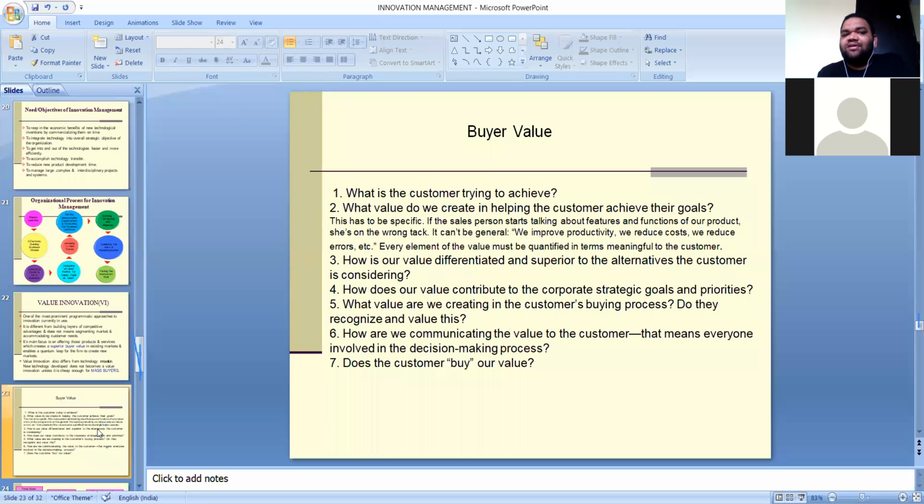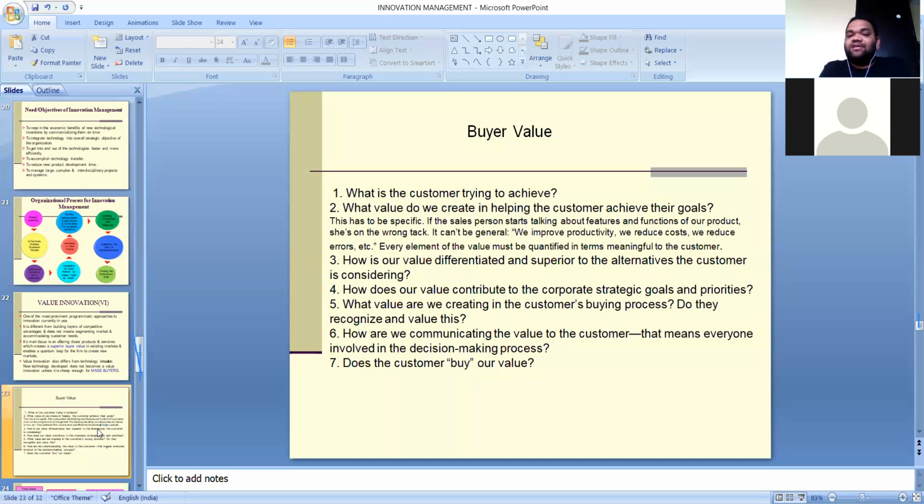See here, these 7 points sometimes we feel difficult to understand, but I'll make it very easy, because the superior buyer value which I have highlighted in the value innovation is very important. But let us have 2 or 3 minutes of discussion of these 7 points. What is the customer trying to achieve? What is the customer trying to achieve after buying? Maximum satisfying his needs. That is the first. Second, what value do we create in helping the customer achieve their goals? What will be the customer's goals here?